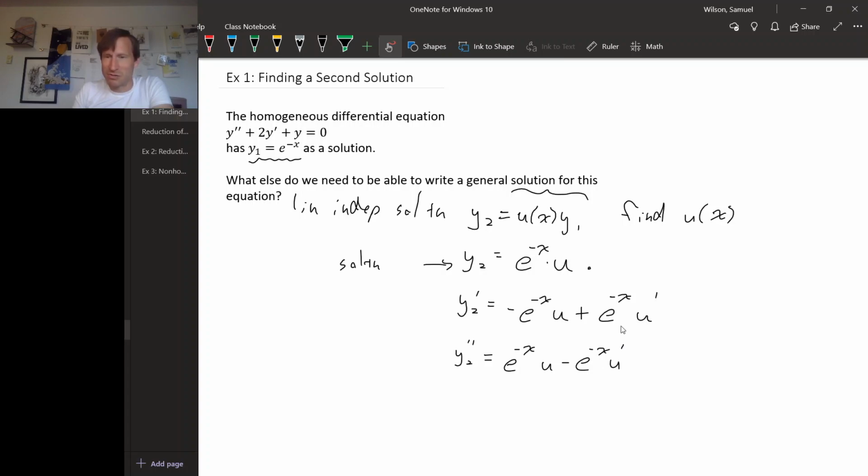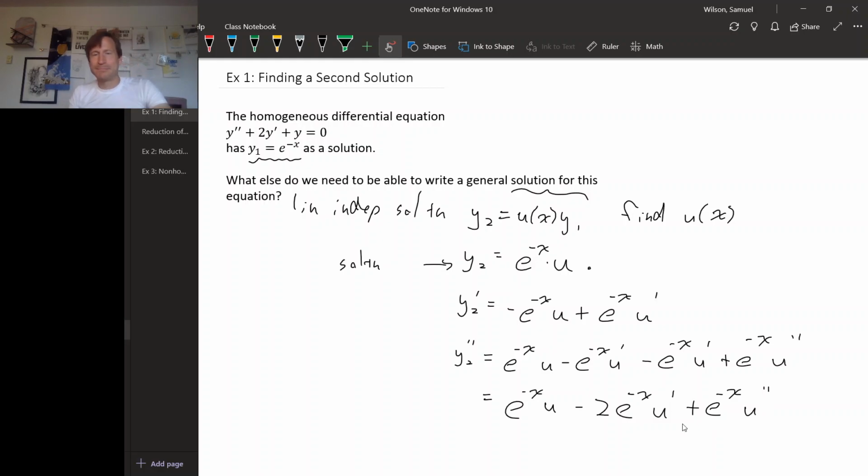And now we do the product rule on the second term. We get minus e to the minus x times u prime plus e to the minus x times u double prime. We can simplify this. Those middle two terms we can simplify. So e to the minus x times u minus 2e to the minus x times u prime plus e to the minus x times u double prime.